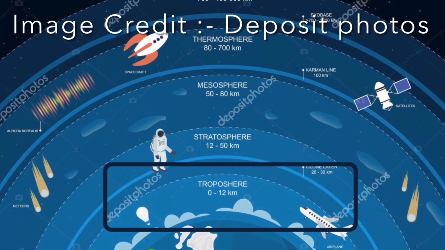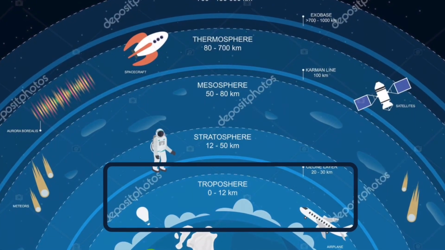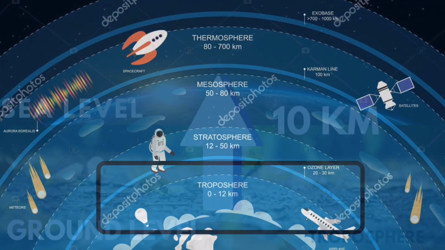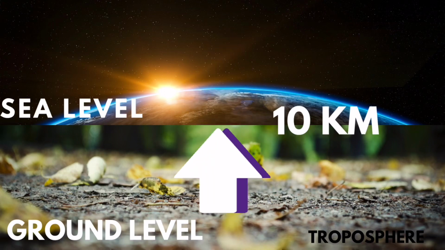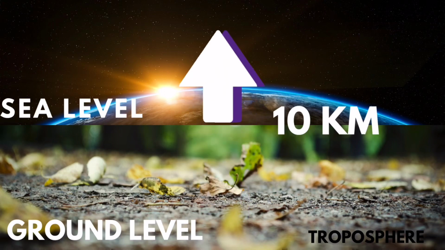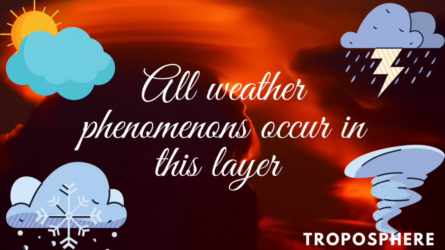So bro, now the first layer is Troposphere. The Troposphere is the lowest layer of the atmosphere. Starting from the ground level, it extends up to 10 kilometers above sea level. And we, humans, live in the Troposphere. And all weather phenomena occur in this layer.